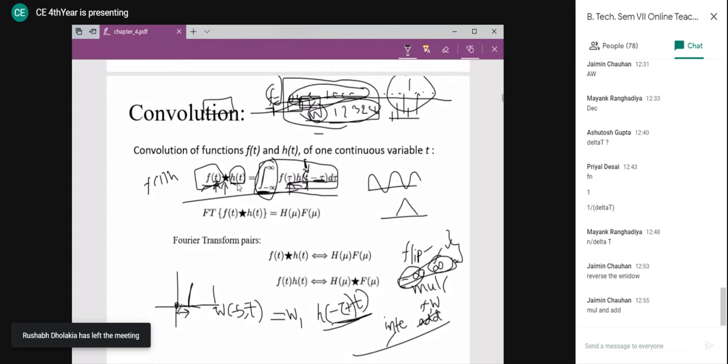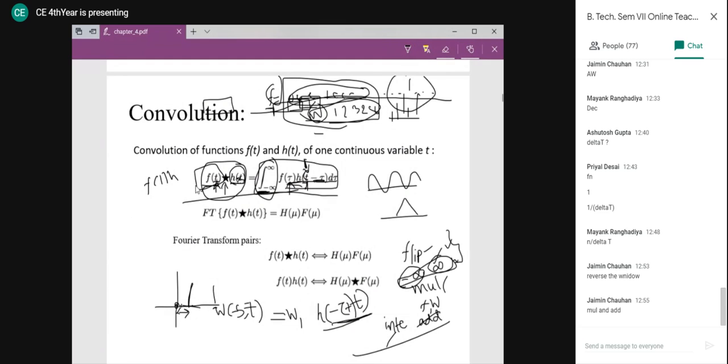So the t relates here. The t is limited by the existence of f and h. In other words, if I want to find the convolution at 1, then f of 1 convolves with h of 1, and I should take the shifted version of h by 1. So whatever value I want to find, that t value I should take here. This is just an observation we have. So this is all about convolution.